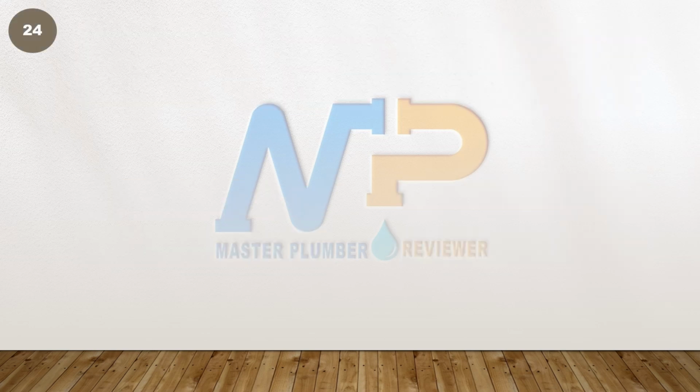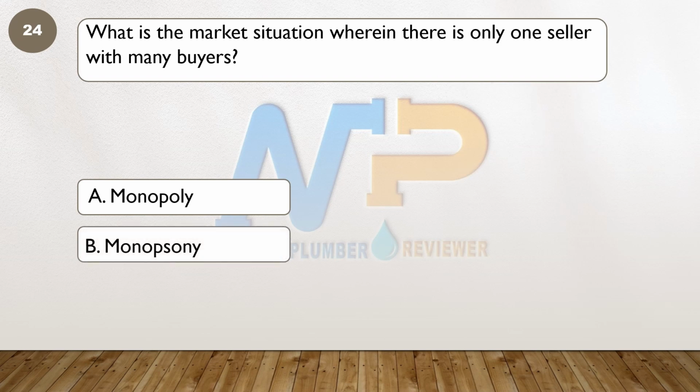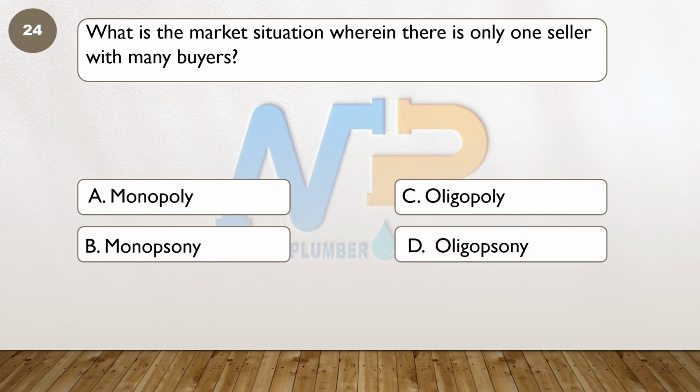Number 24. What is the market situation wherein there is only one seller with many buyers? A. Monopoly, B. Monopsony, C. Oligopoly, D. Oligopsony. The answer: it's A. Monopoly.